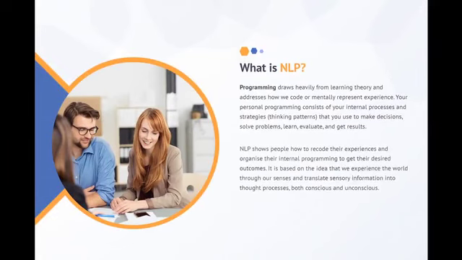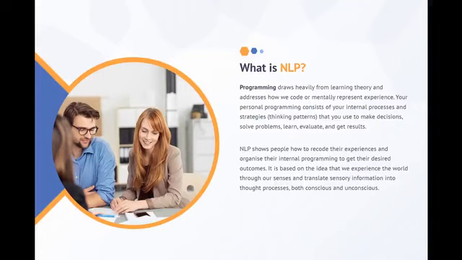Programming draws heavily from learning theory and addresses how we code, or mentally represent experience. Your personal programming consists of your internal processes and strategies, thinking patterns, that you use to make decisions, solve problems, learn, evaluate, and get results.